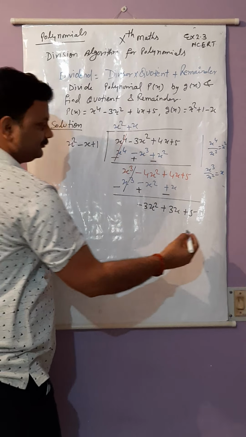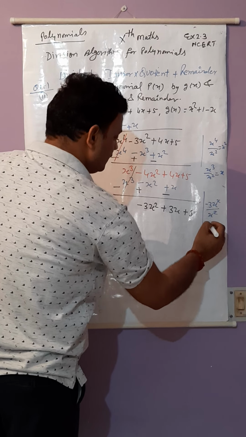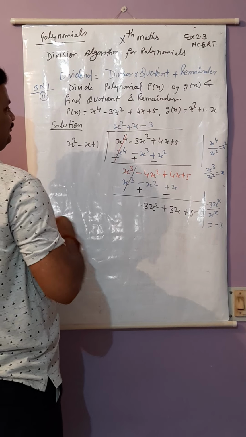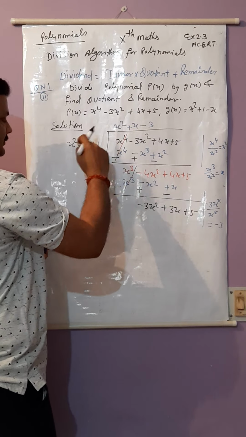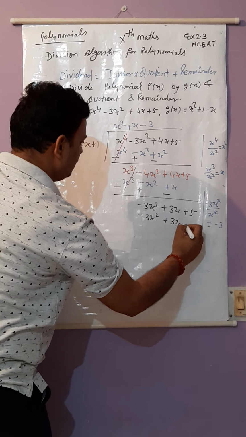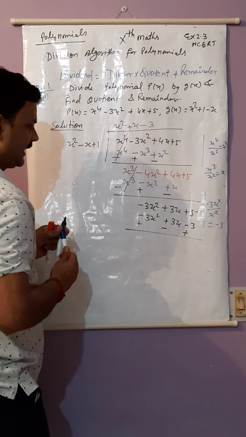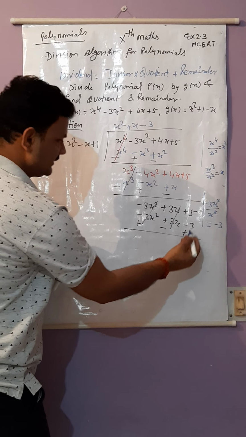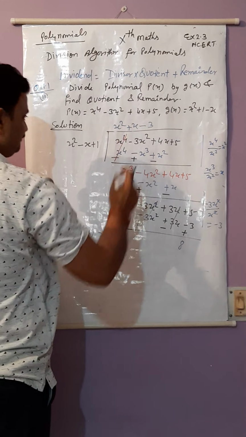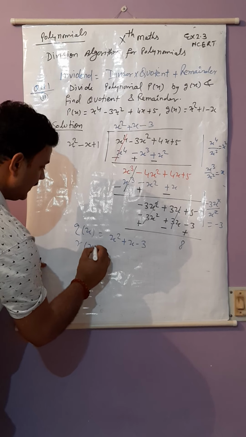What is the coefficient here? This is minus 3x square divided by x square, so this is minus 3. So the next term will be minus 3. So we are multiplying gx by minus 3. So this is minus 3x square plus 3x and minus 3. Now this is plus, this is minus, and this is plus. So this cancels over here, plus and minus. This also cancels. 5 plus 3, that is 8. So what is the qx? The quotient is x square plus x minus 3. And what is the remainder here? The remainder is equal to 8 only.